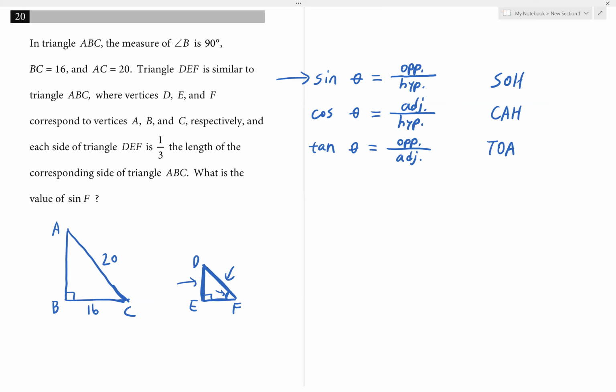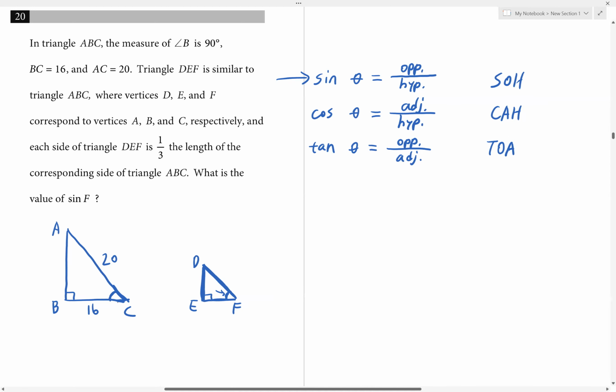We could try to multiply by 1/3 and actually solve for DE and DF and all that. But we can also recognize that since they are similar triangles, all the corresponding sides should be proportional. And since trigonometry only deals with the ratio of the sides, it actually doesn't matter how big or small the triangle is. So to find the sine of F, what we can also do is just use angle C.